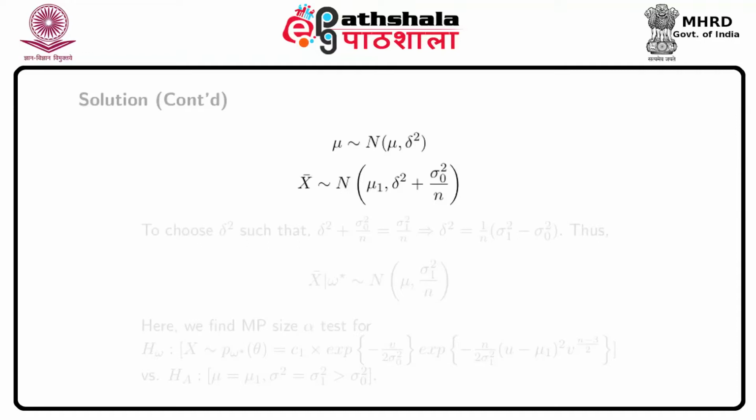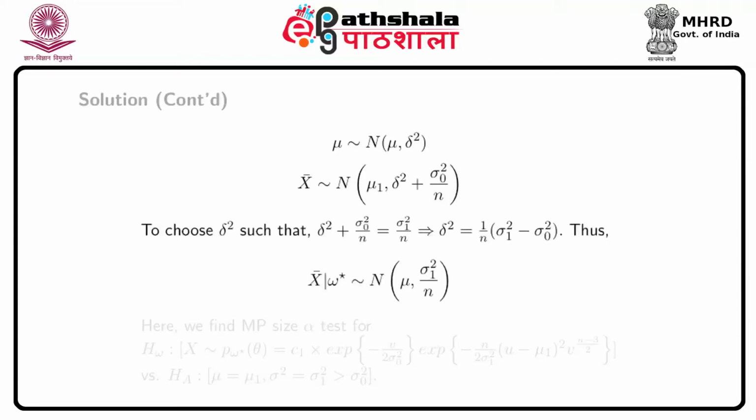Combining these two, we get x bar follows normal distribution with mean mu1 and variance delta square plus sigma naught square by n. To choose delta square such that delta square plus sigma naught square by n is equal to sigma 1 square by n, which implies delta square is equal to 1 by n times sigma 1 square minus sigma naught square. Thus, we get that x bar given W star is normal with mean mu and variance sigma 1 square by n.